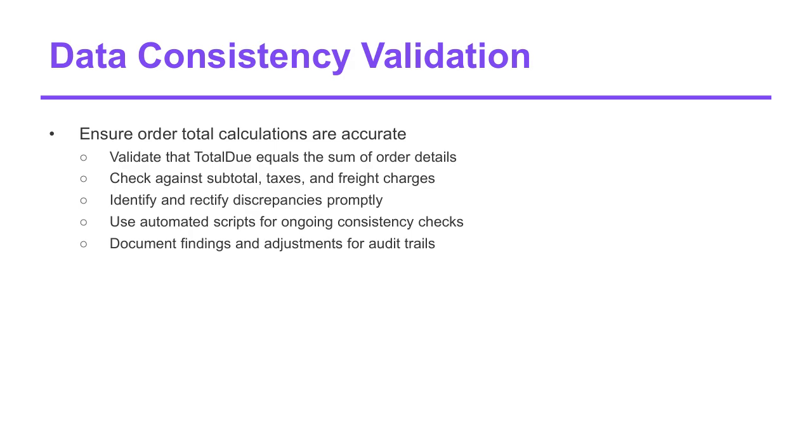When discrepancies come up, they should be identified and corrected as soon as possible to prevent any impact on reporting or processes. Automating these consistency checks with scripts helps keep this validation ongoing without manual effort. Finally, all findings and any adjustments made should be carefully documented to create an audit trail, which is essential for traceability and compliance. This approach helps keep the data reliable and supports overall quality in our testing process.